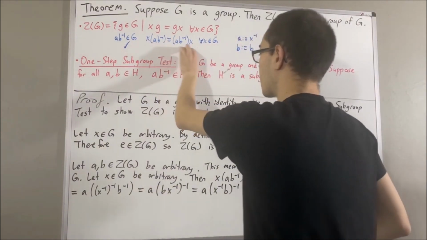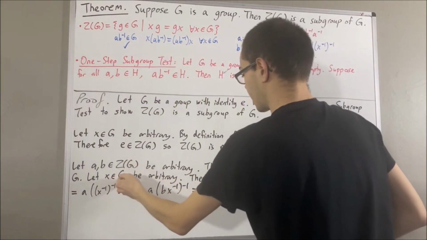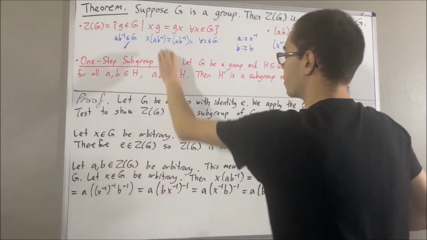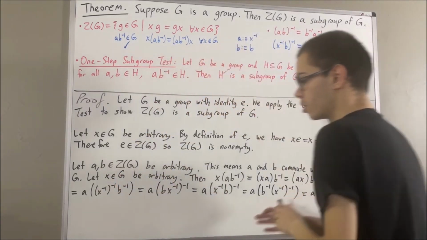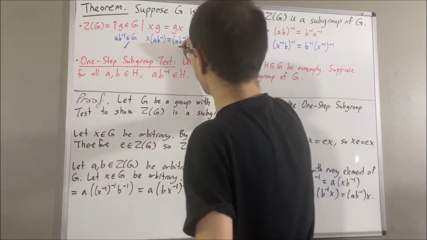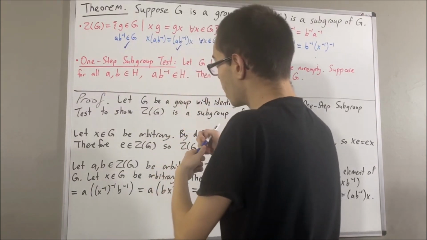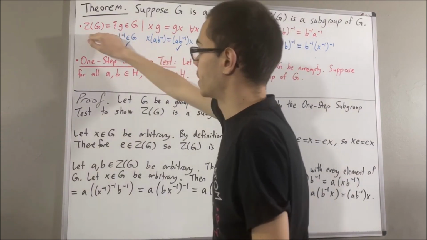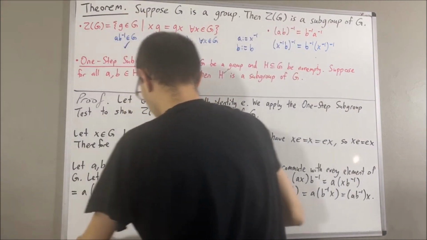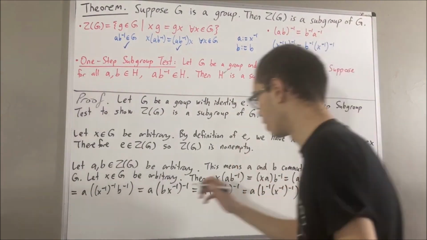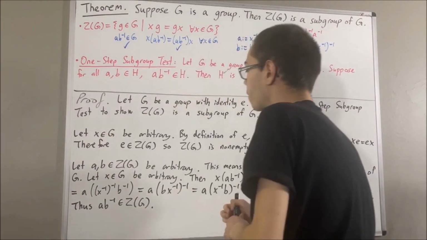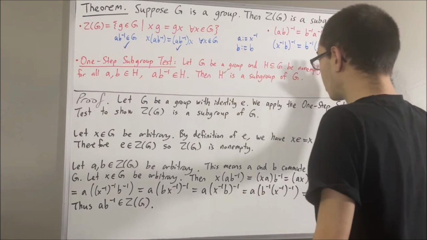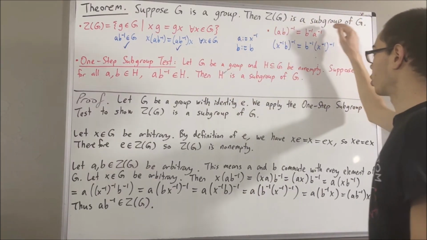And we have shown that these guys are equal for an arbitrary element x in G. And therefore, we have shown that this is true for all x in G. So, we have verified this condition. And therefore, a b inverse satisfies all the requirements to be an element of the center of G. And therefore, a b inverse is an element of the center of G. And so now, by the one-step subgroup test, we can conclude that the center of G is a subgroup of G.